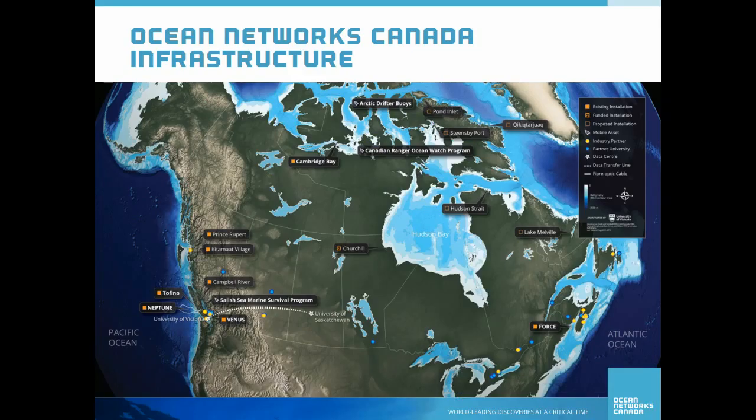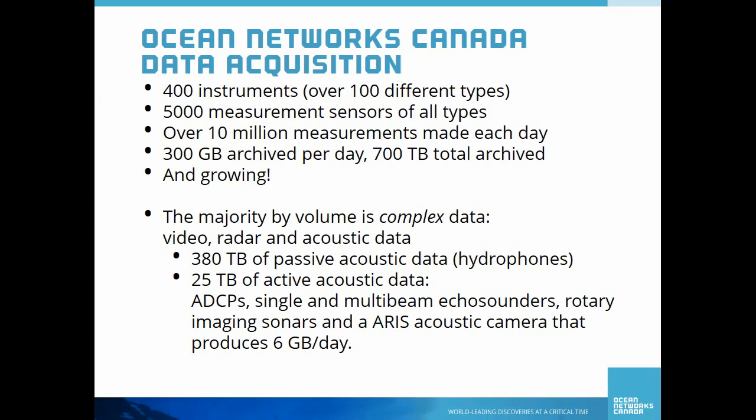If you guys have seen this figure a couple times already, Ocean Networks Canada operates cable observatories on all 3 of Canada's coasts. We have small sites like the community observatories and then our large cable array. We get a lot of data. We have over 400 instruments, 100 different types.